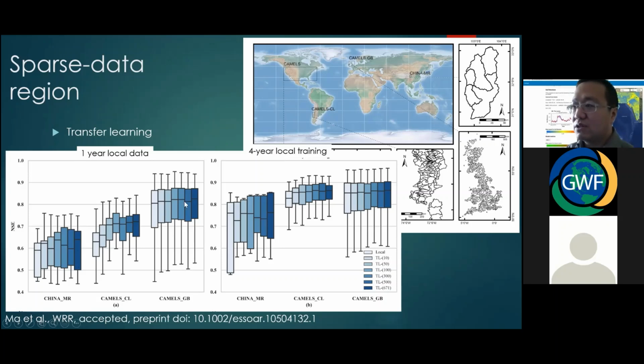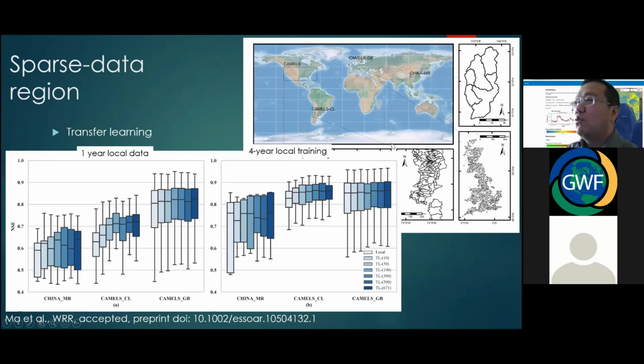And you can also see that with the CAMELS Great Britain data set. This GB data set already has an extensive set, but throw in the CAMELS transfer learning, it's still able to improve that just a little bit, okay, just a little bit. And if you have 4 years of local training data, you still see that benefit. You still see that benefit, albeit not as pronounced as in this case. All right, so there you go. This is a way of taking advantage of data on another continent to actually improve your model in a relatively data-scarce region.